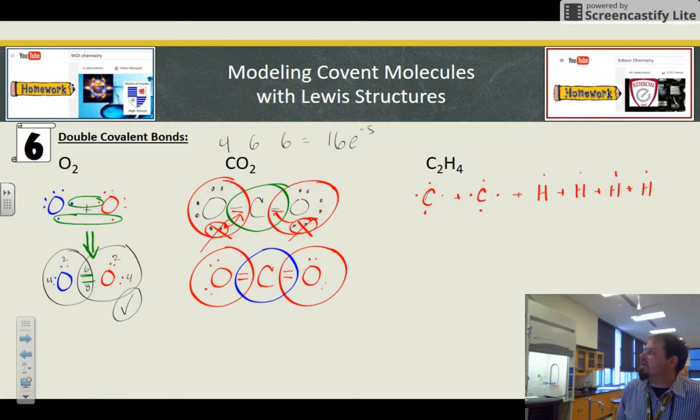Nope. Right? So let's make a bond between the carbons. So I'm going to do this. Okay, that's that one. And then let's put some hydrogens on there. I'm going to put 2 hydrogens on each carbon. So I'm going to put a hydrogen up here, a hydrogen up here, a hydrogen over here, a hydrogen over here.